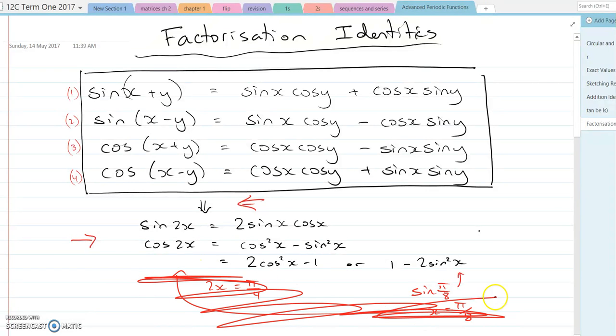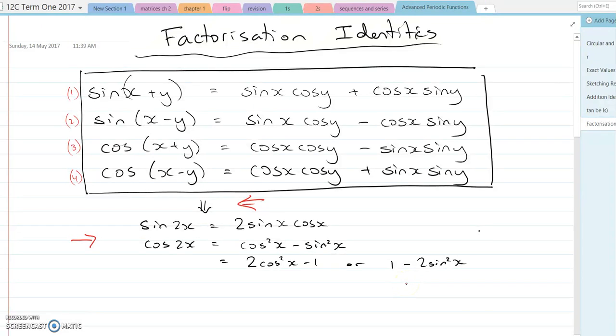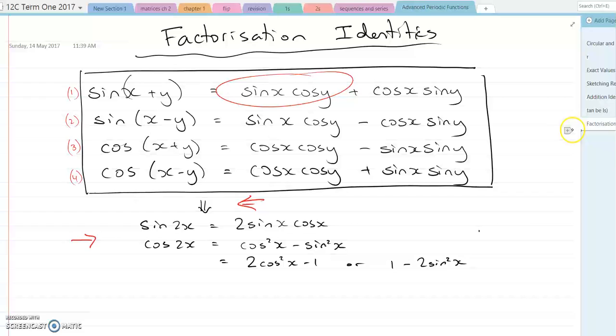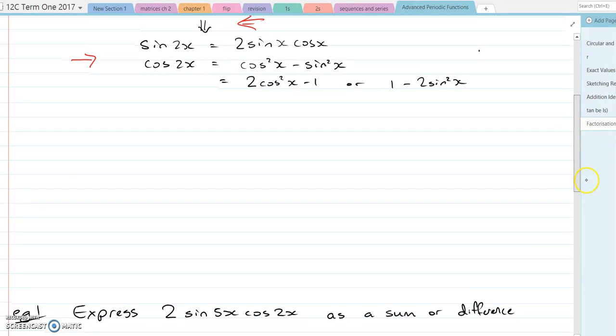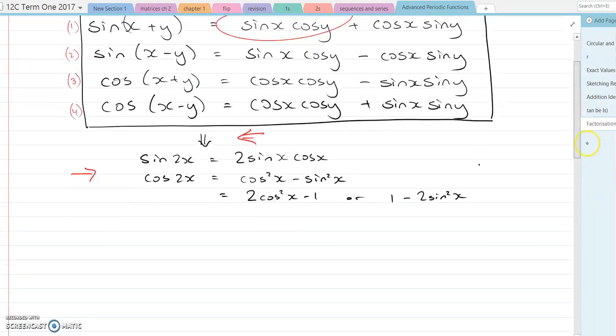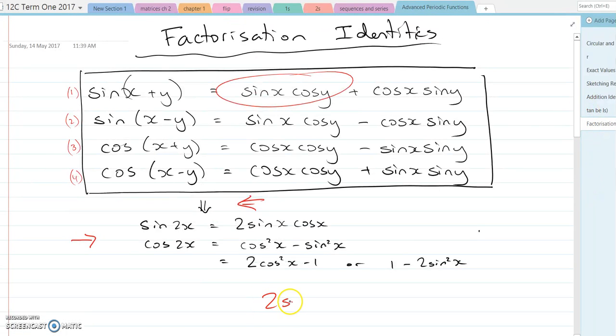So now in this section, we're going to do a similar thing, but something like one of these. Let's look at our first example. What is our first example? 2 sine 5x cos 2x. That's what we're going to do. We're going to use one of these right-hand things and get back to the left side.